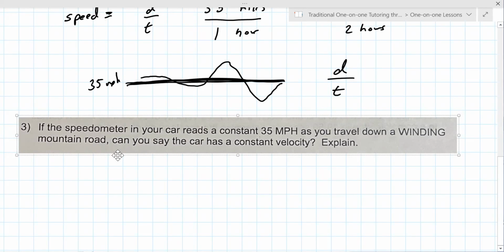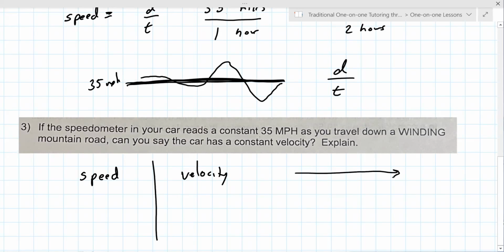Okay. So the thing that the instructor is really trying to emphasize is the difference between speed and velocity. You're going to get a question on your test that says, what is speed or what is velocity, or how are they different? How are they the same? They can be the same, but they're the same if you're going in the same direction. But as soon as you circle back around, velocity is going to be different than speed.